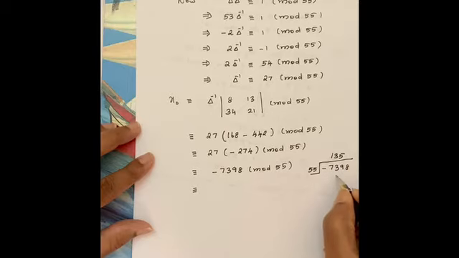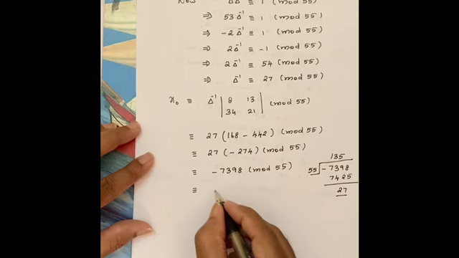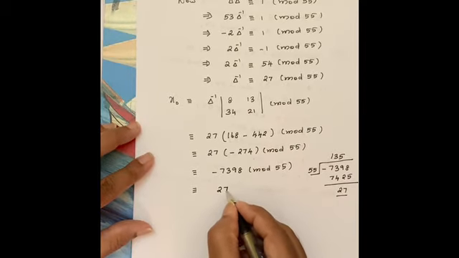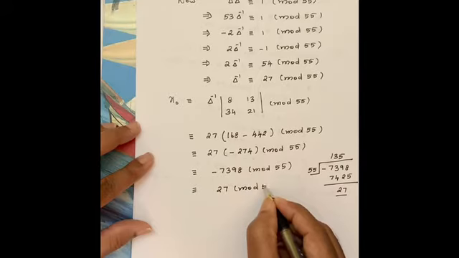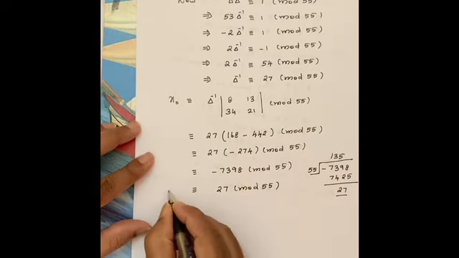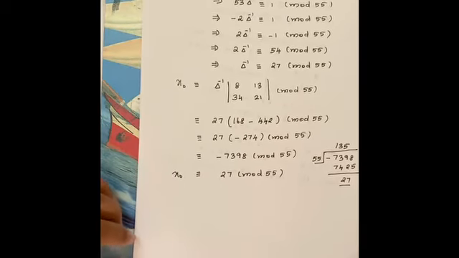135 times 55 is 7425. And the subtraction we are having, this is adding 27. So the remainder is 27. I can write here 27 modulo 55. So x naught is congruent to 27 modulo 55.